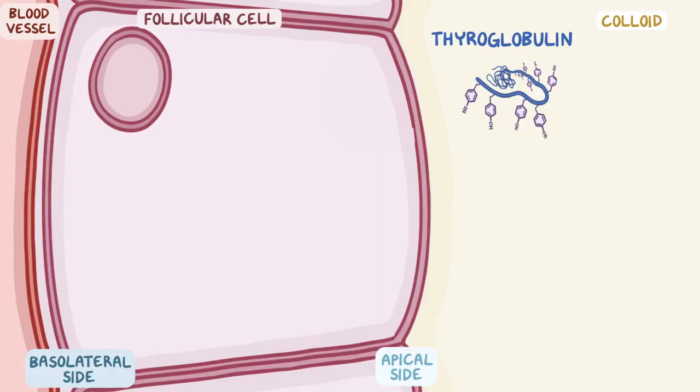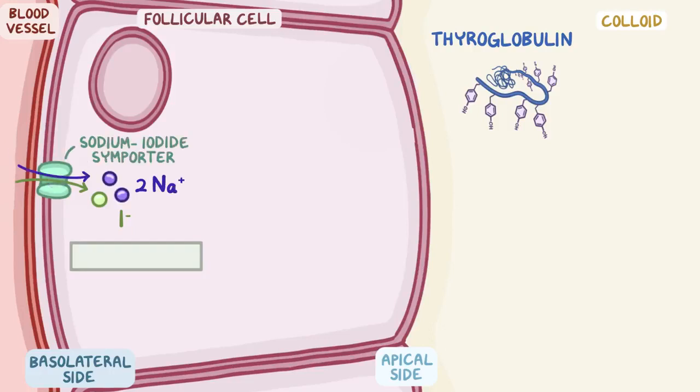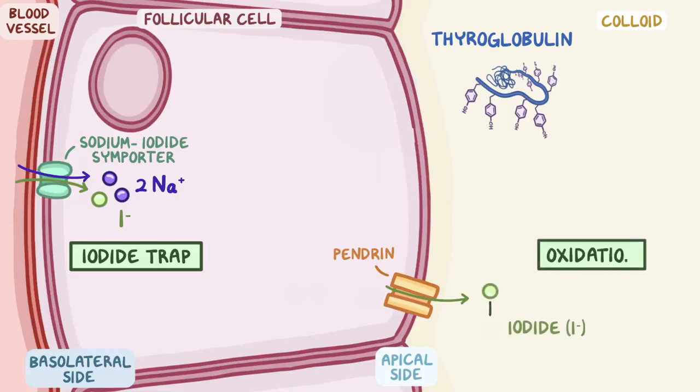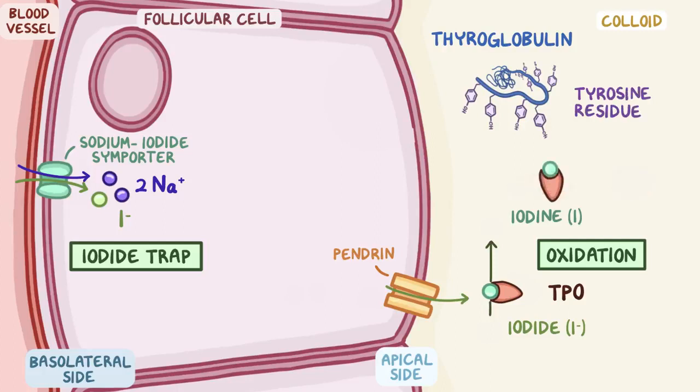First, the inorganic iodide ions present in a low concentration in the blood are actively taken up by the basolateral side of the follicular cells along with two sodium ions via a sodium iodide symporter. This step is known as the iodide trap. The iodide ion is then pumped into the colloid via the pendrin protein, where it undergoes oxidation with the enzyme thyroid peroxidase, or TPO, which changes it into an organic iodine atom. It's then attached to tyrosine amino acid residues, which are found throughout thyroglobulin. This step is known as iodination.